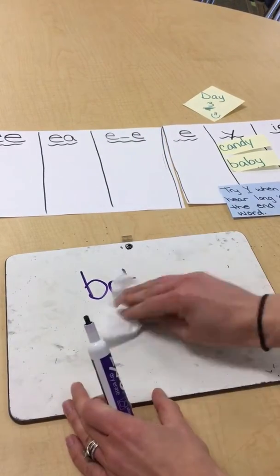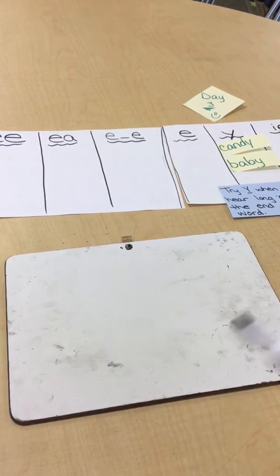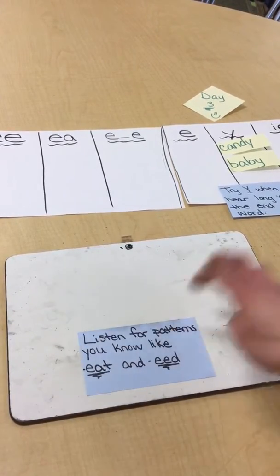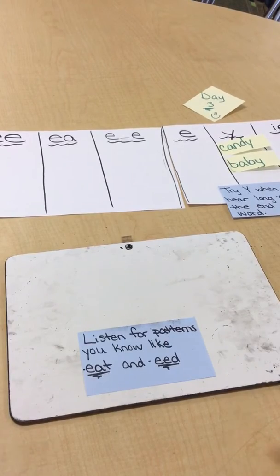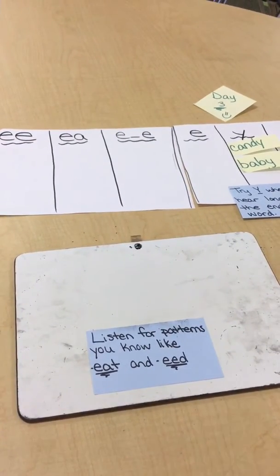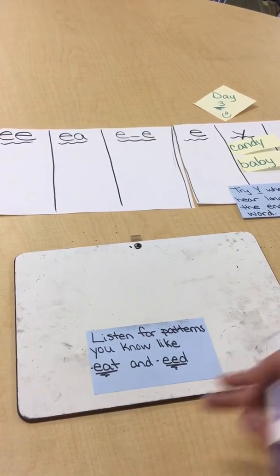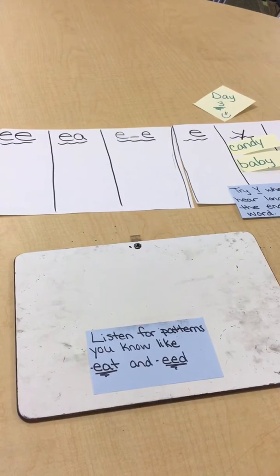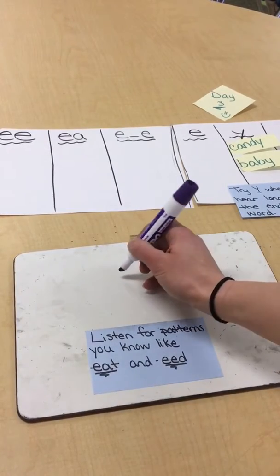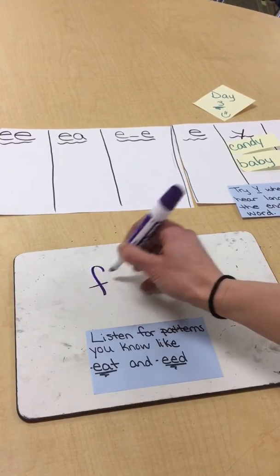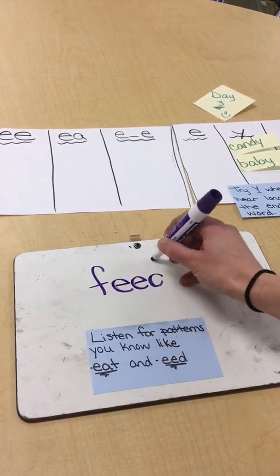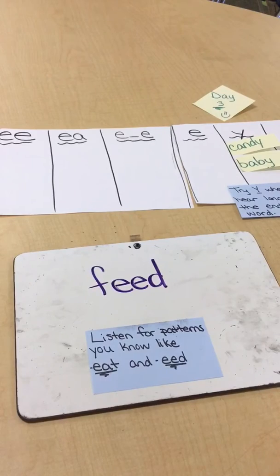The next rule I want to teach you about is I want you to listen for patterns of words that you know from word families. Seed and need are some examples. So let's say I have the word feed. That's one that could be part of the word family feed, seed, need. That one I know. I've seen those in many words. So that one I'm going to try with the EE. Feed. That looks correct to me.